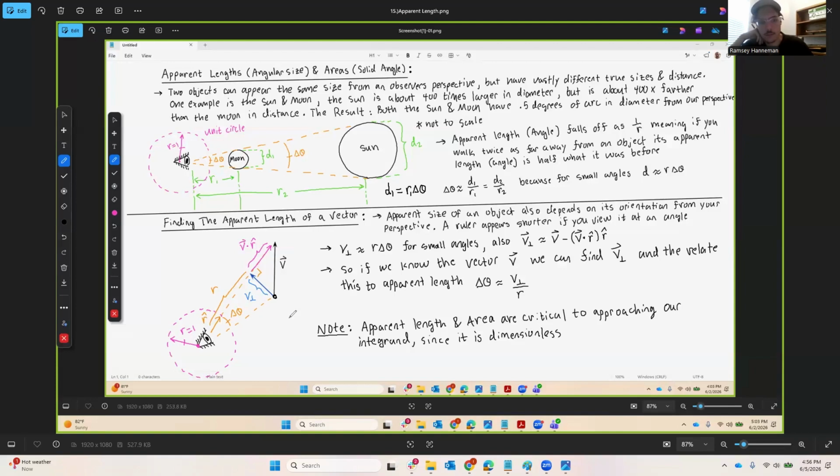Really, the only part of the vector that contributes to its apparent length is the part that is perpendicular to the radius, right? So, I take a pen. It looks pretty long now. It looks shorter. It looks a lot shorter. Now it's extremely short. So really, it's only the perpendicular part of that vector that you can even see. So the first step is we've got to take that vector and find the perpendicular component of it to your radius of vision.